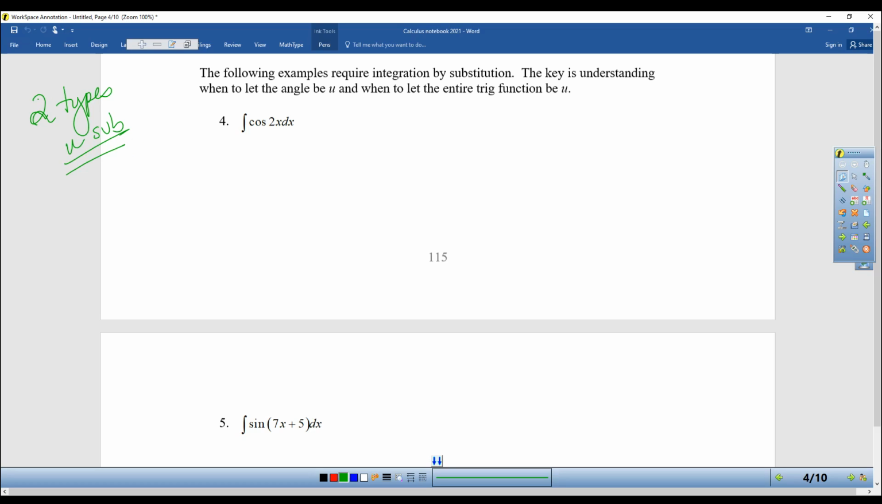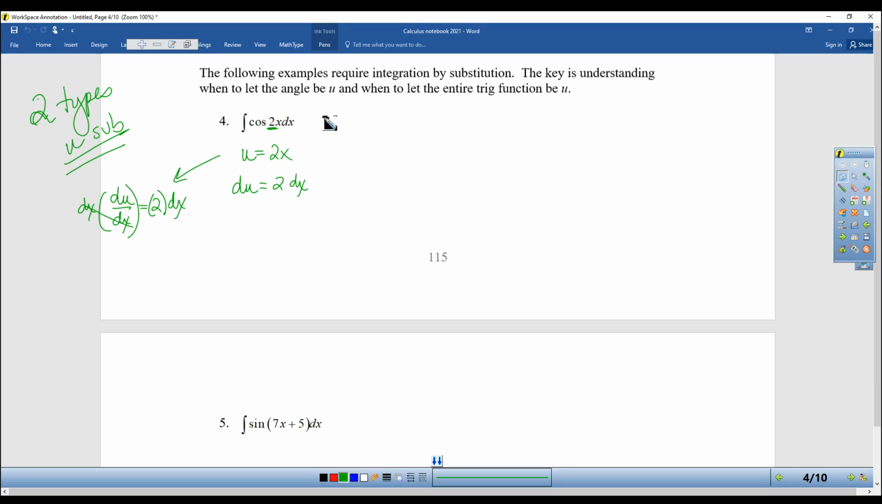Here's the first one. The first one is where the angle is anything other than just plain x. You're going to want to change that so it's just u. So I'm going to make u equal to 2x, which means that du is equal to 2 dx. Again, that step that I'm going to start skipping is that the derivative of u with respect to x is 2. But then I multiply both sides by dx, and I get du is equal to 2 dx. So I'm just going to keep moving that dx over to the other side right away.